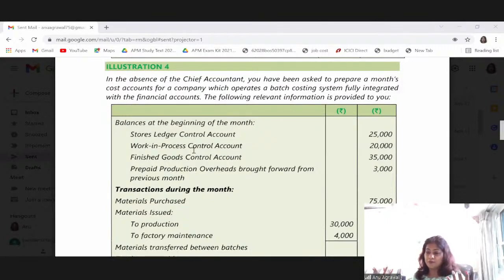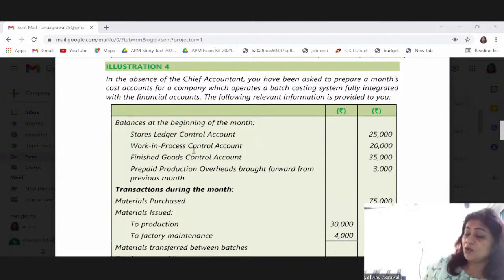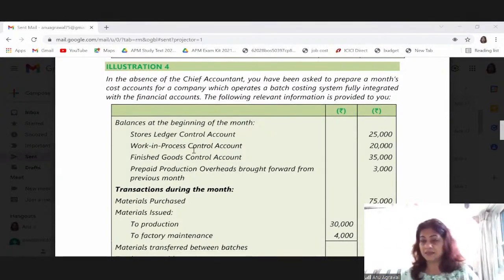Imagine I have under or over absorption of overheads, and I am transferring it to cost income. That means if we talk about balances, we'll have only balances in the SLC account, WIP account and finished goods account. And there will always be debit balances, correct? There will always be debit balances because material is left with me, finished goods not sold, WIP not complete. So the total of those debit balances will have an equal amount of credit balance in the CLC account.